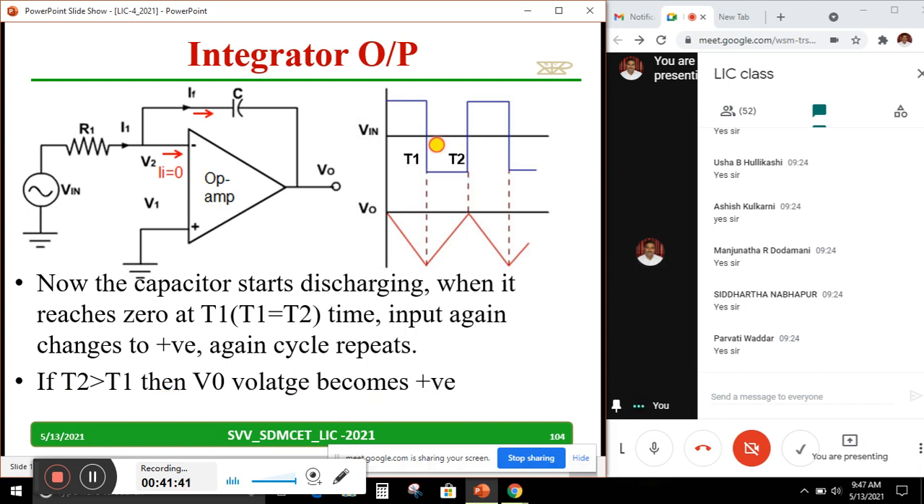If this is more, sir, then it will cross the 0. When you are conducting the experiment, you have to change the duty cycle. You can make, instead of 50%, something else. So if you make T1 less, T2 more, this will cross the 0. That should be observed. Has anybody observed that?